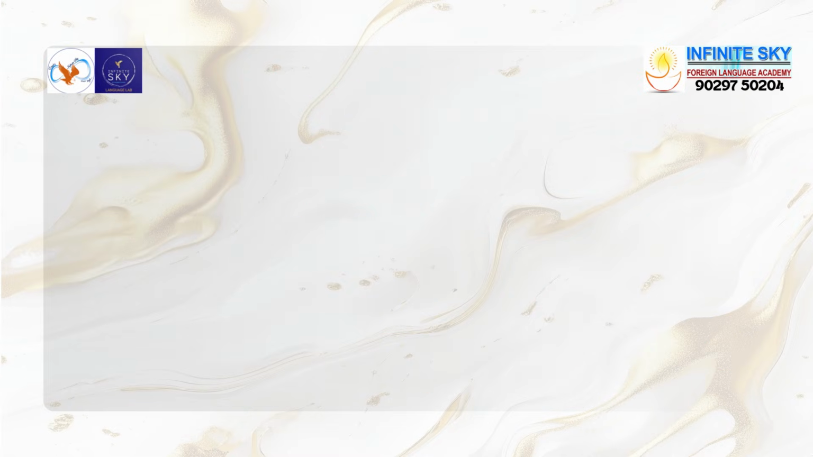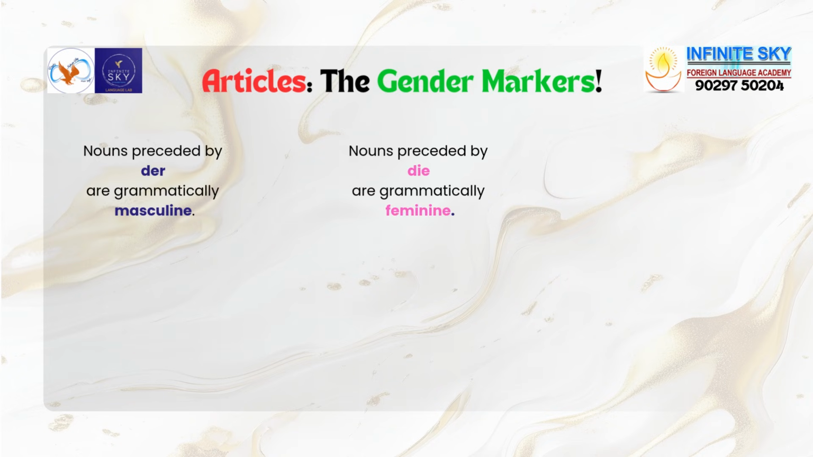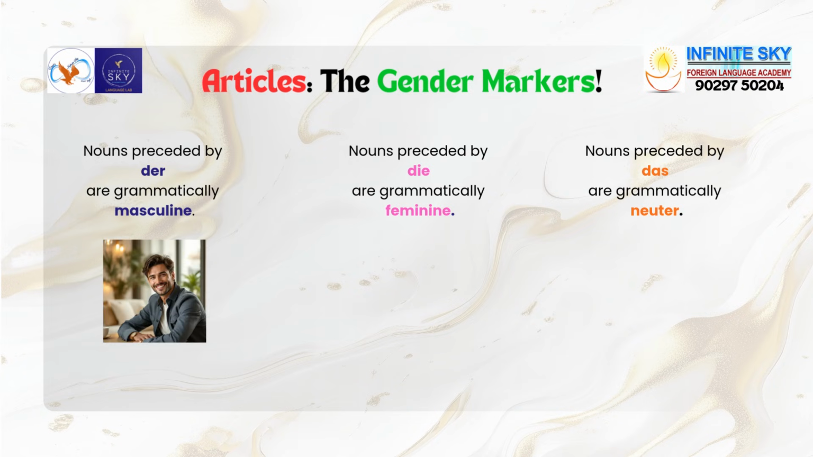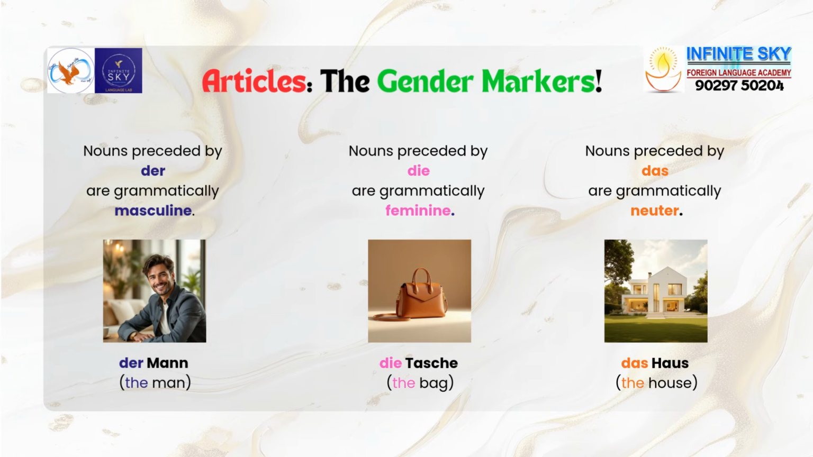Now you might wonder, how do we actually know the gender of a noun? In German, the gender of a noun is shown by its article. The noun itself usually does not change. The article tells us whether the noun is masculine, feminine or neuter. For instance, der Mann, the man, masculine; die Tasche, the bag, feminine; das Haus, the house, neuter. That's why in German, articles are not extra words, they are gender markers.